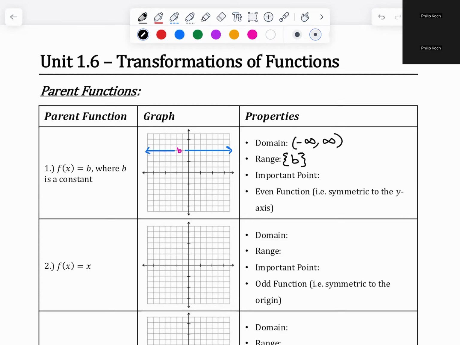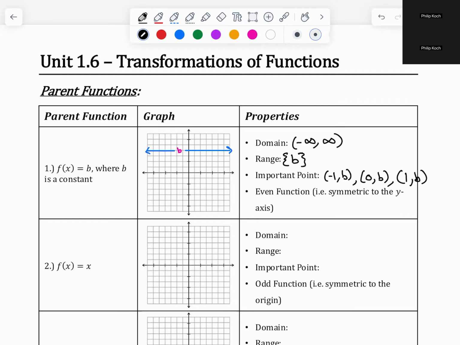The important points, I usually pick 3, and that would be negative 1 comma b, 0 comma b, and 1 comma b. Now we didn't talk about even and odd functions, but this is an even function. It's symmetric with respect to the y-axis. If you were to fold the paper hot dog style, it would be exactly the same on both sides.